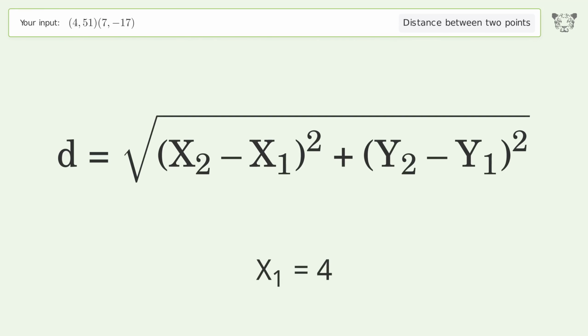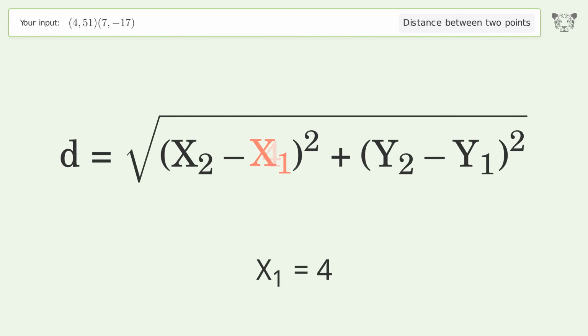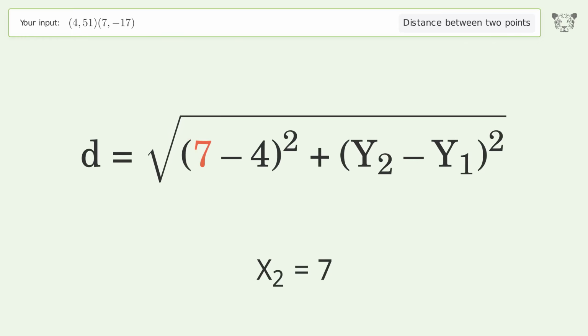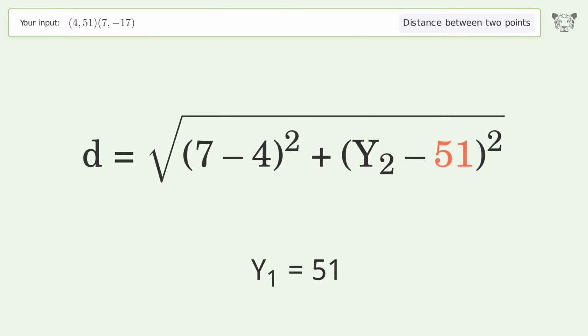x1 equals 4. x2 equals 7. y1 equals 51. y2 equals -17.